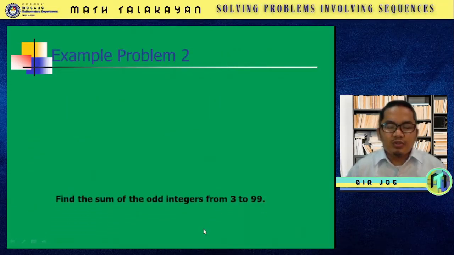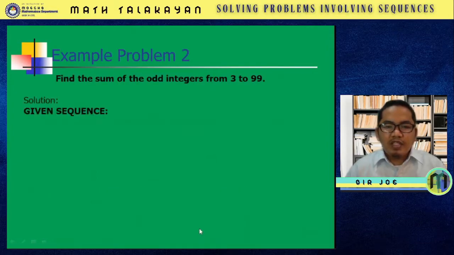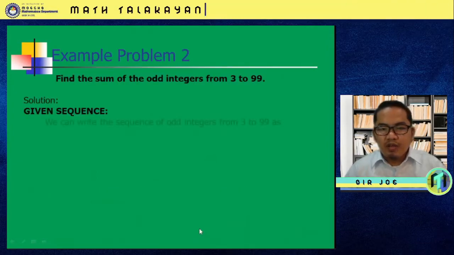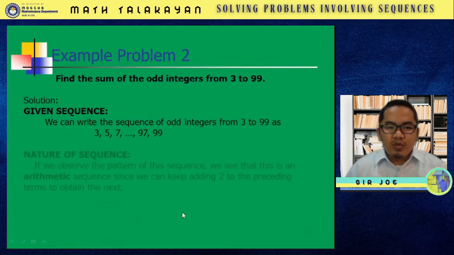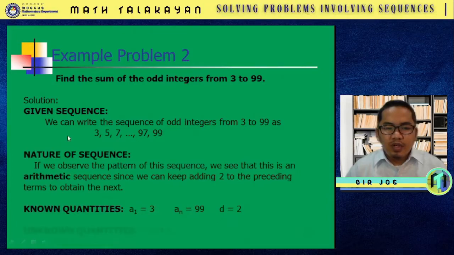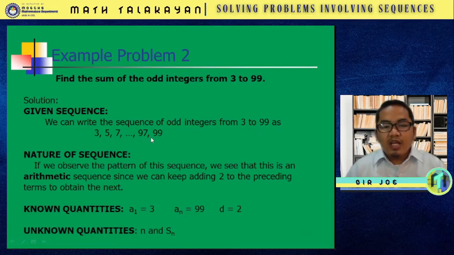Example number 2. Find the sum of the odd integers from 3 to 99. So we have the solution. We can write the sequence of odd integers from 3 to 99 as 3, 5, 7, and so on, up to 99.